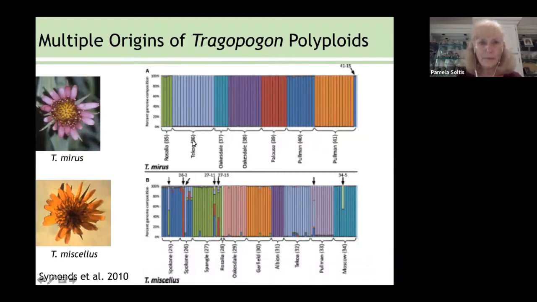So that's in Tragopogon mirus, and then on the bottom, Tragopogon misellus, a very similar pattern, although there's a little bit more genetic diversity within some of these populations. But essentially, almost every time the diploid parents get together, they form a polyploid in that location. So we have a series of natural evolutionary replicates that allow us to investigate what happens following polyploidization, not after a single event, but after multiple events, all in a natural environment.